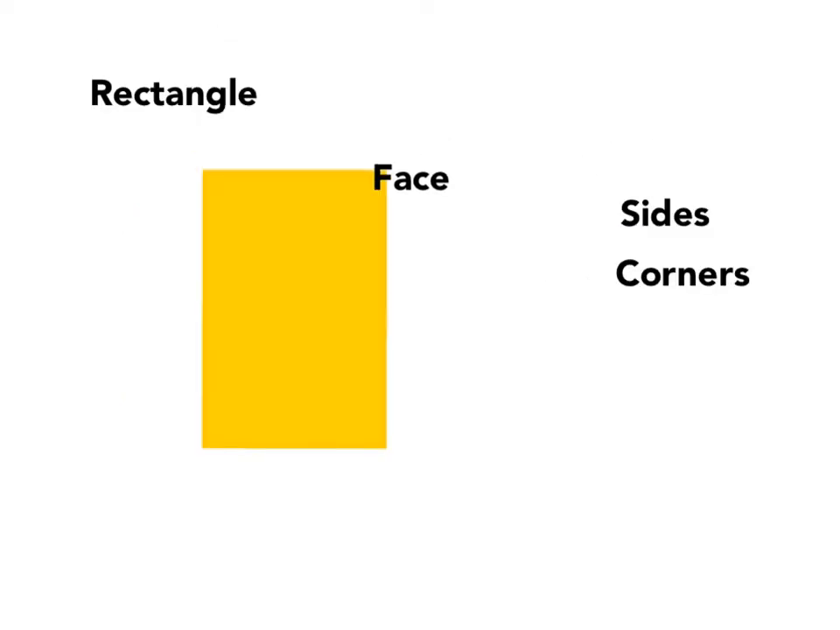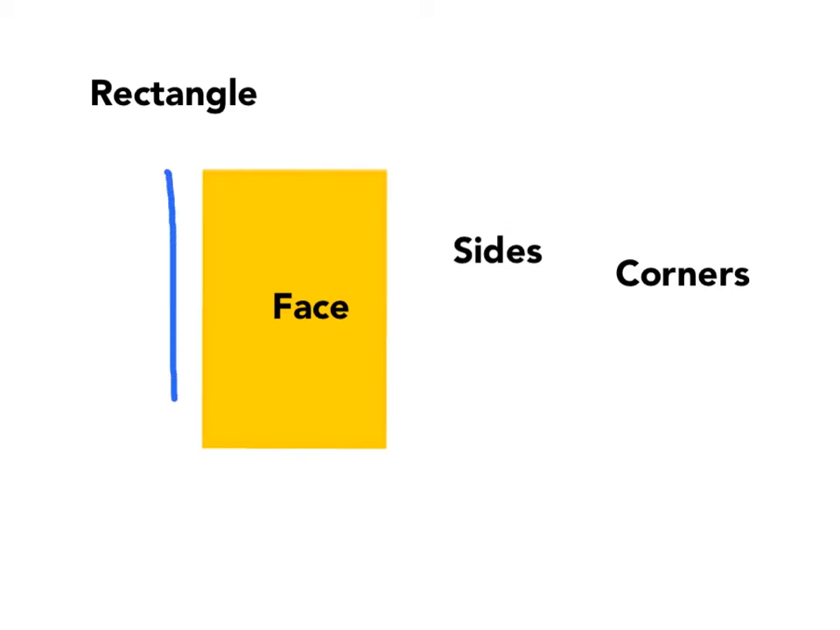So this rectangle has one face. Let's count how many sides this rectangle has. 1, 2, 3, 4 sides. Now, these sides are all straight. What's interesting about these sides, though, is that the opposite ends have the same length. That means that from top to bottom, they measure the same.